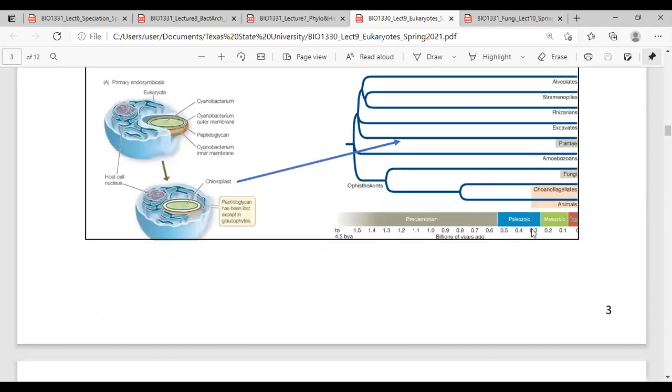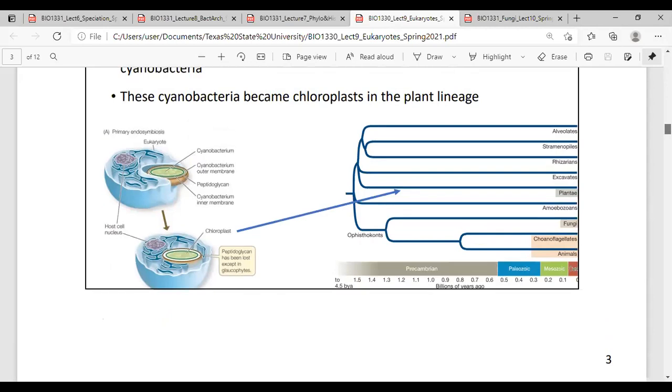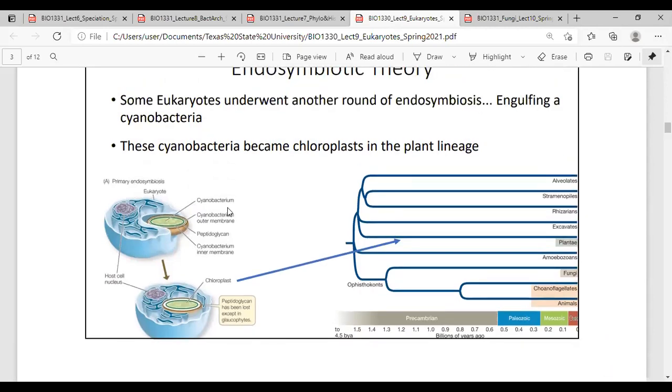The second major event that occurred gave us the chloroplasts, and that's when you have a cyanobacteria. You can see those different cell walls. It gets taken in by this eukaryote, swallowed up in there, and now it's another symbiotic relationship where they're taking care of each other. So there's your second major event.